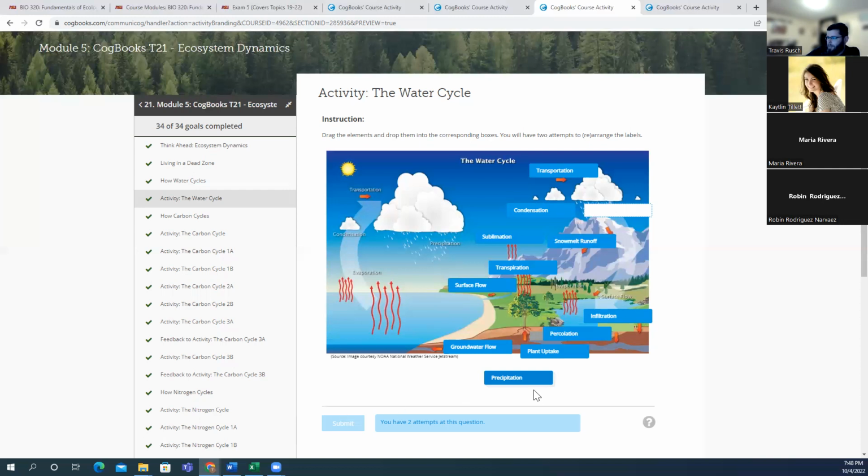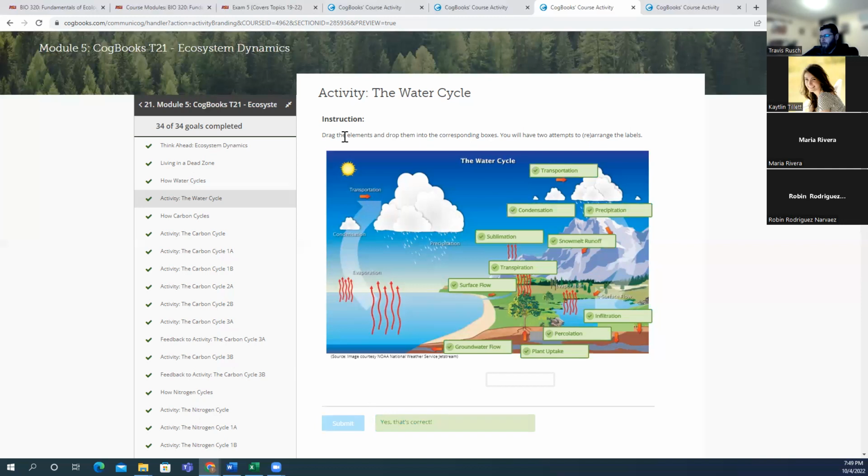And then precipitation. What's happening in precipitation? Yeah, precipitation is another word for rain. So you get water in the gas form turning into a liquid and falling out of the sky, essentially, right? So precipitation is the rain. Double check. Yep, and we got them all right.